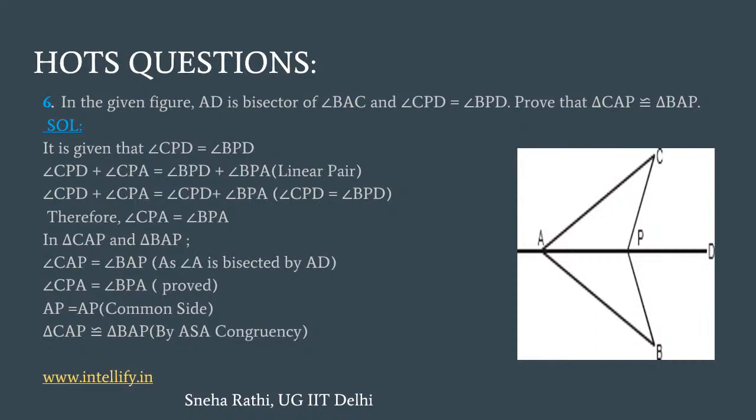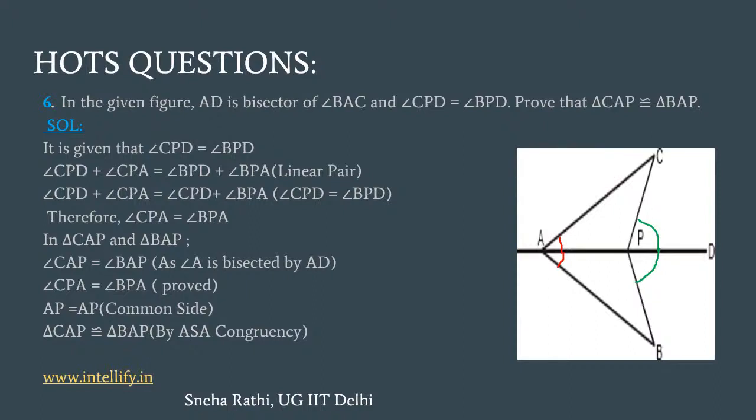Okay, now AD is bisector of angle BAC, which means that it divides the angle into two equal halves. So angle CAP will be equal to angle BAP. And it is given that CPD is equal to BPD. So angle CPD is equal to angle BPD.